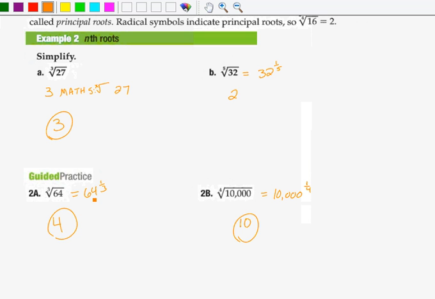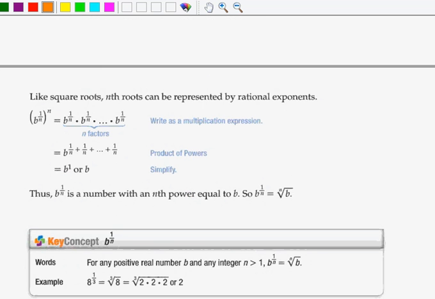Okay, I realize 64 to the 1/3 is the same thing as saying the cube root of 64. 10,000 to the 1/4 is the same thing as saying the fourth root of 10,000. Also, remember what we're looking for. We are looking for the number that multiplied by itself gives us 64. By itself 3 times. So 4 to the 3rd gives us 64. 10 to the 4th gives us 10,000. Okay, now we're going to work backwards.